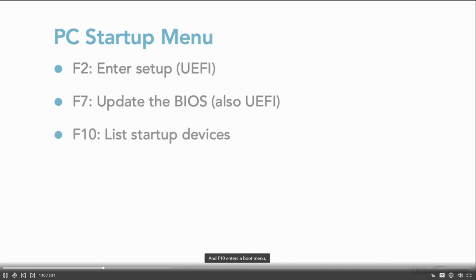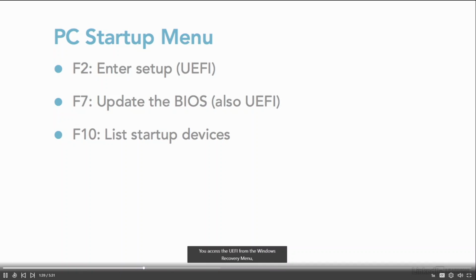And F10 enters a boot menu, which lists all media attached to the computer, some of which may contain a boot drive. These keys may be different on other PCs. For example, the test PC here uses the F12 key, and some computers may not display any startup keys at all. That's okay because you can get into the UEFI from within Windows. This process works only when your PC features a higher security level than this system does.